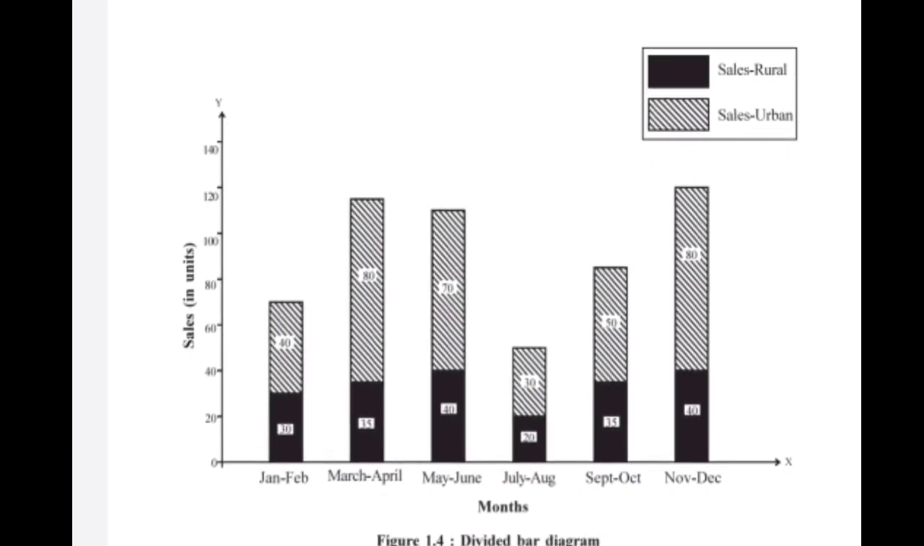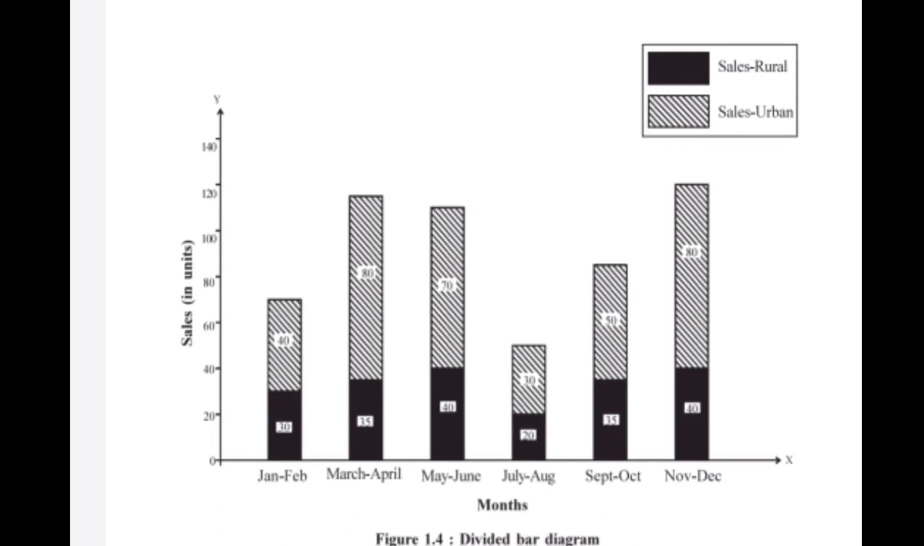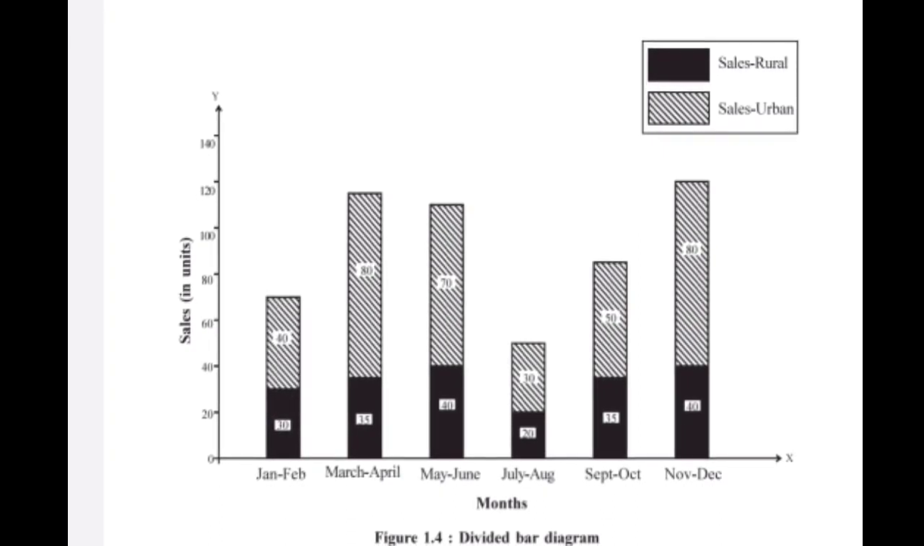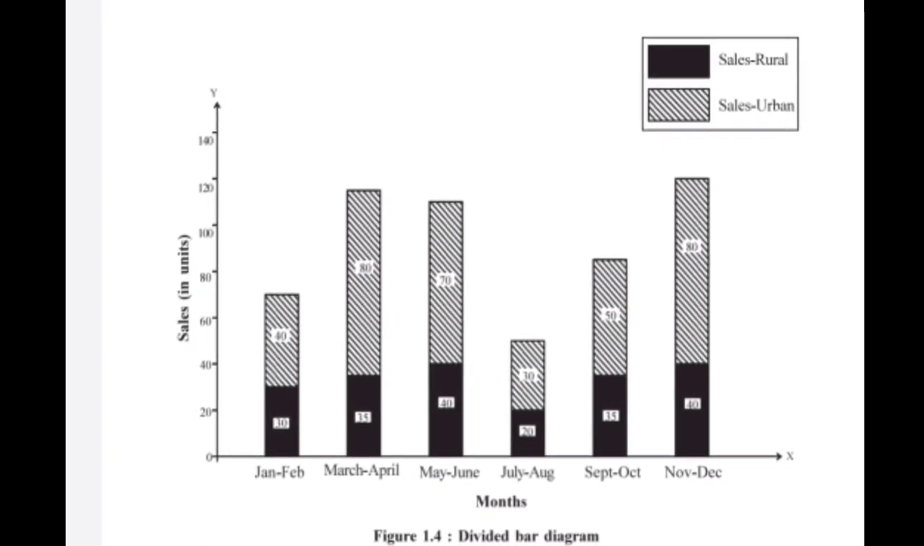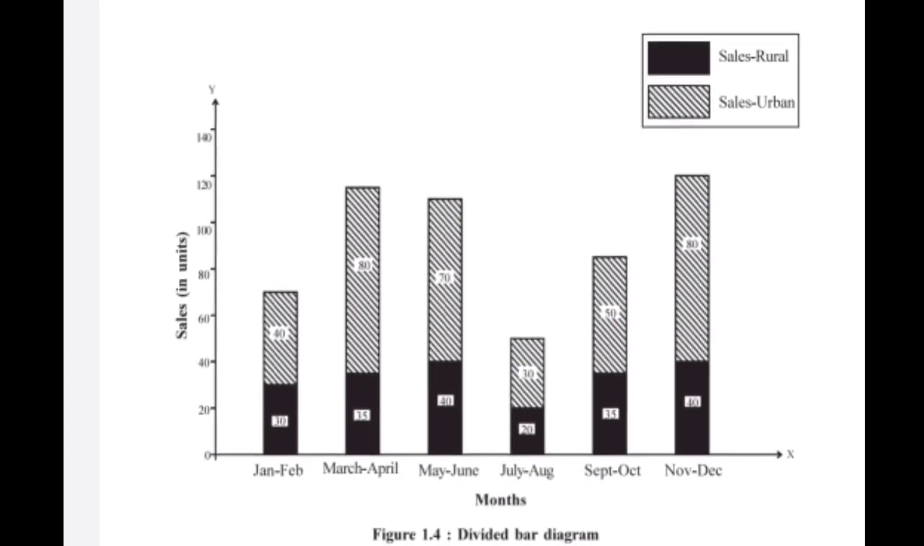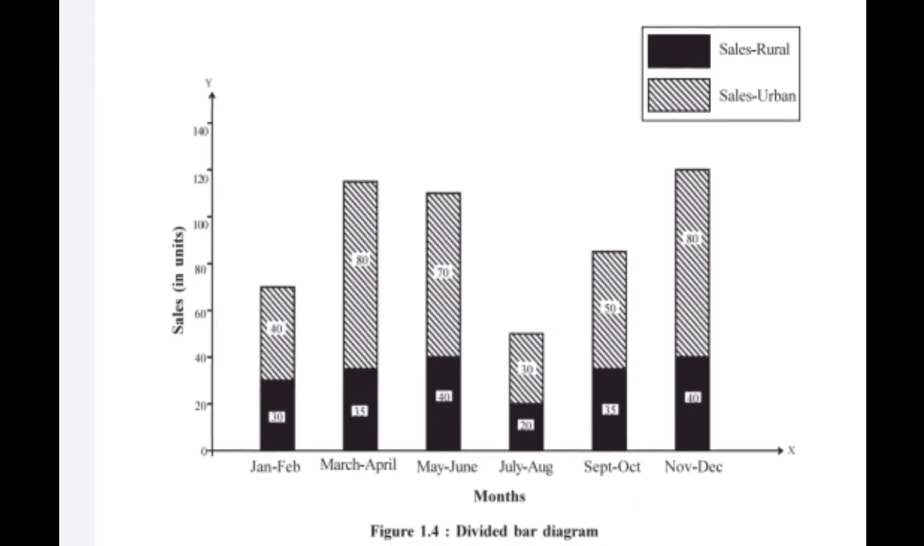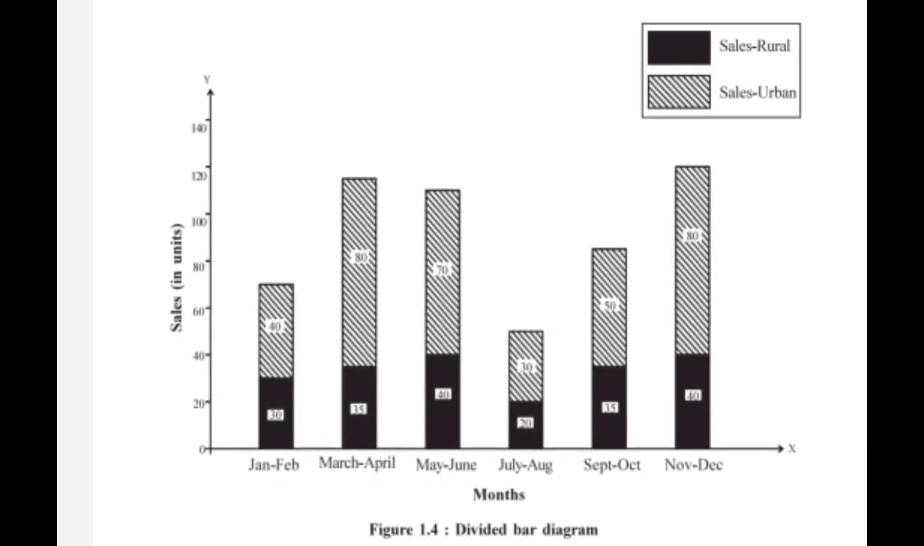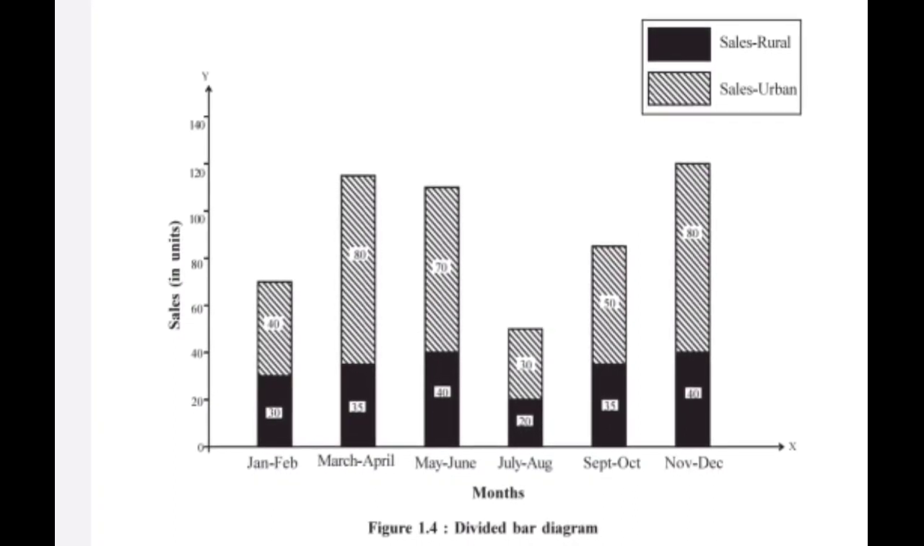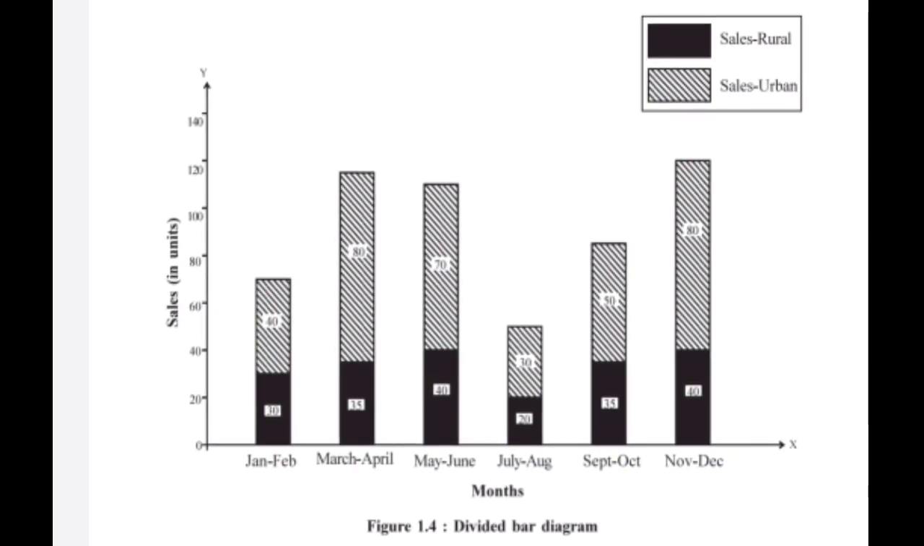So we can easily continue the whole diagram with this method and we can draw the divided bar diagram easily, and we can show the sales of chocolate boxes by month. So we can say the simple bar diagram, clustered bar diagram and divided bar diagram are easy for us.